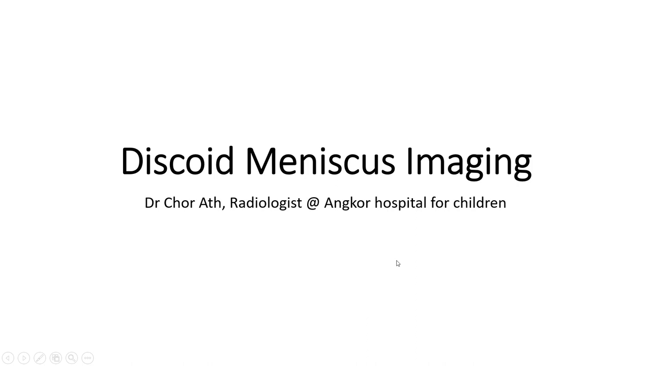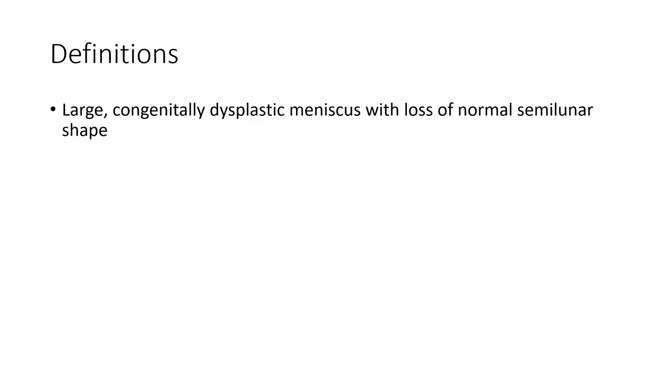Hello everyone, today I'm going to show you about discoid meniscus imaging. Definition: a large, congenitally dysplastic meniscus with loss of normal semilunar shape.